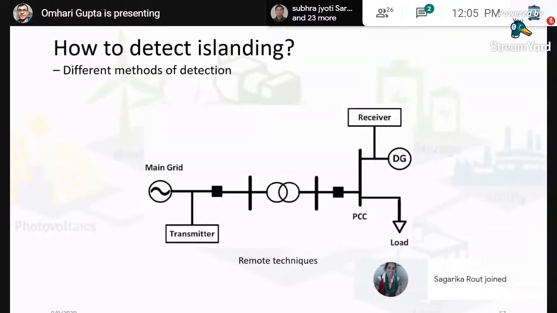So in this diagram, you can see you have to install a signal generator that can be considered as a transmitter and a receiver at the DG side, so that the signal can be sent from this and can be received here, and that signal will consist of the information whether the islanding has occurred or not.